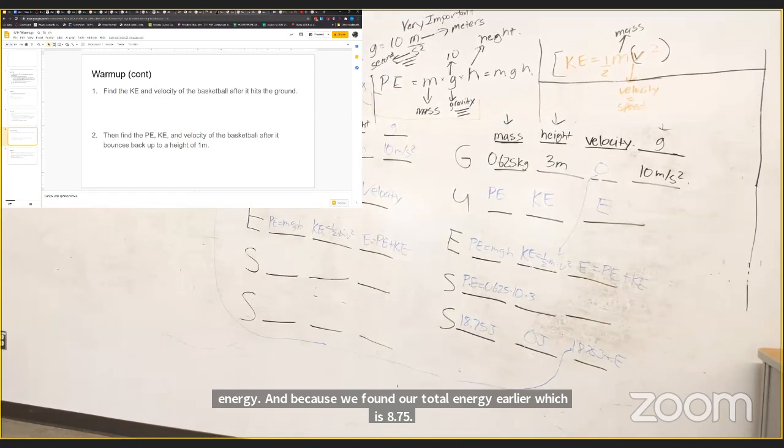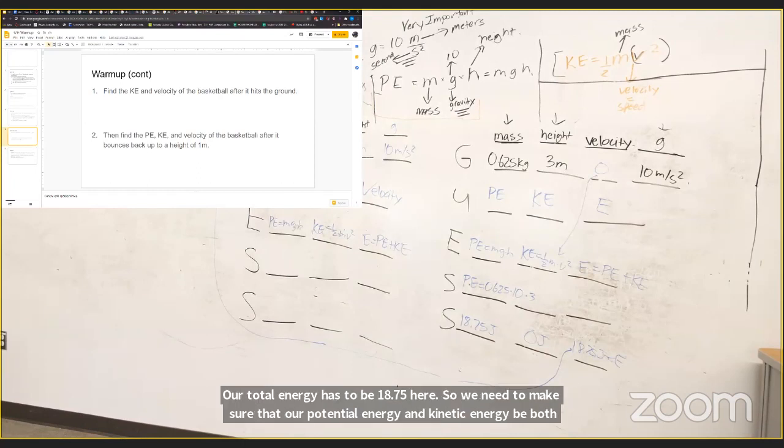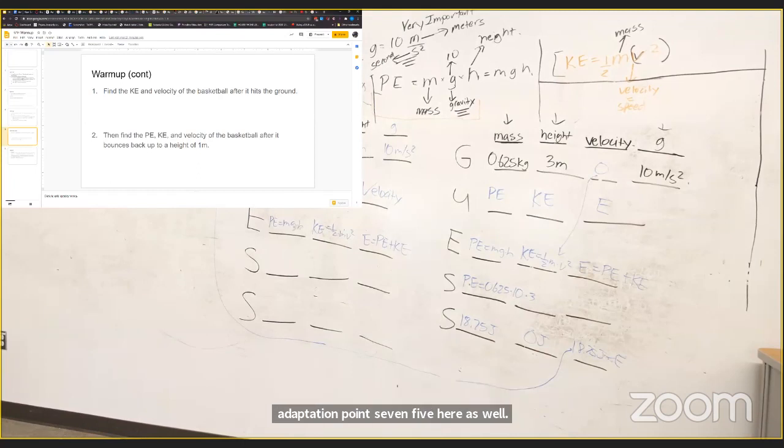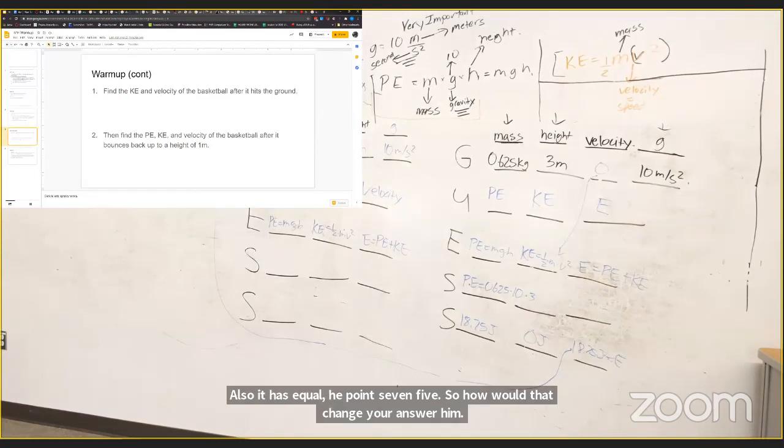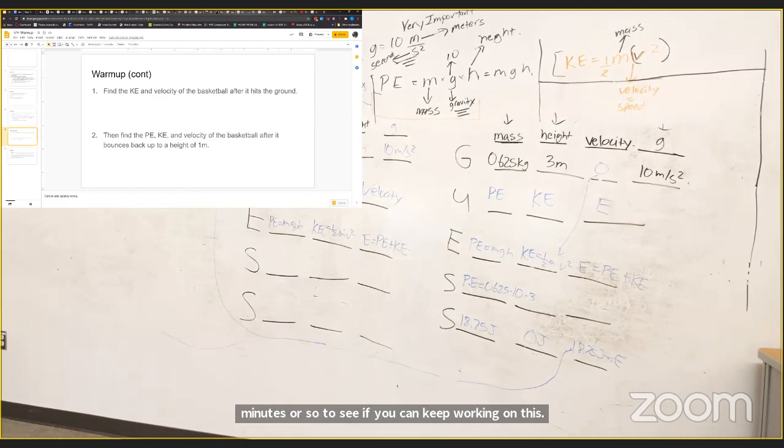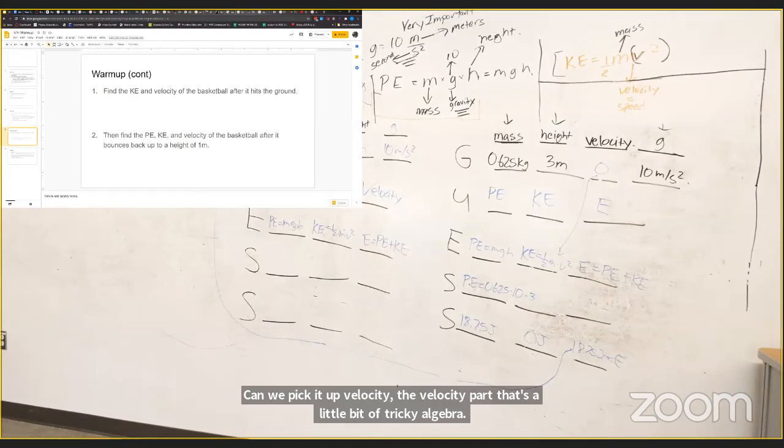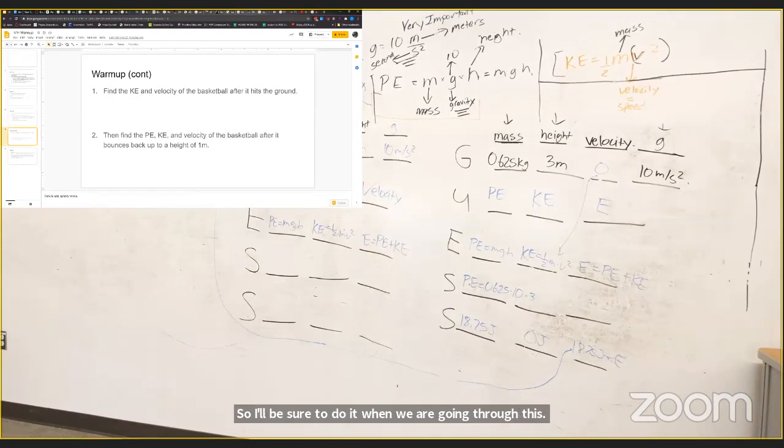Great work. We got a couple of answers so far. We'll take another couple of minutes to see if we can keep working on this. Can we figure out our velocity? The velocity part is a little bit of tricky algebra, so I'll make sure to do it when we go through this. Anyone have any answers for our velocity?